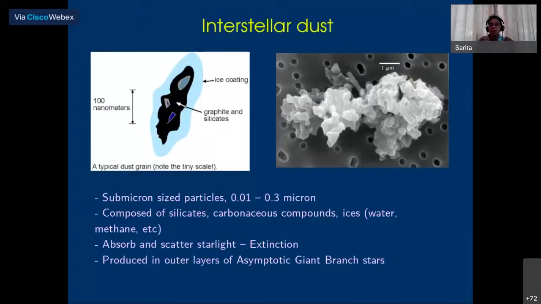Now, you may be wondering where these dust particles themselves are produced. As of now, we believe that these dust particles are produced in the outer layers of a certain kind of very cool giant stars known as asymptotic giant branch stars. We will be coming to what this asymptotic giant branch star is.